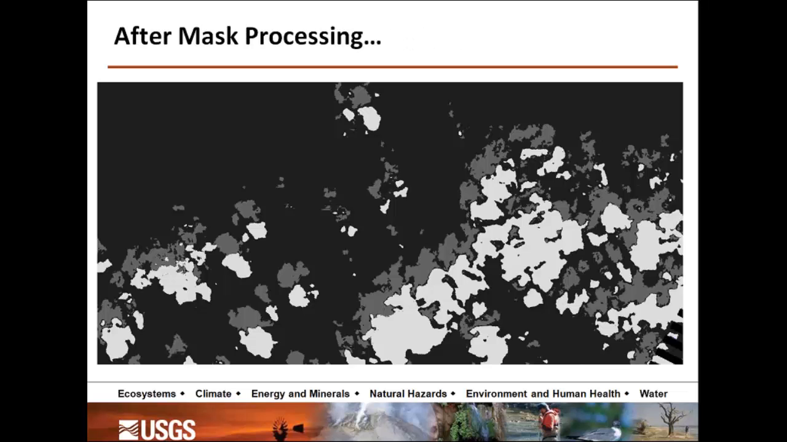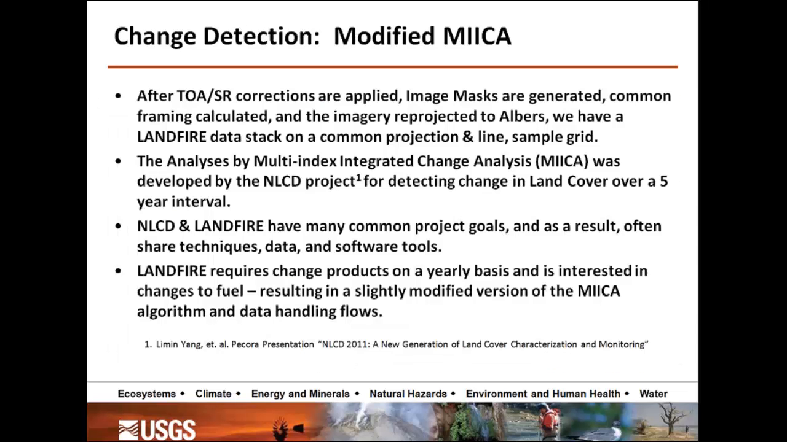So this is a snip of a bunch of slides down to one here, but it basically shows you that we are grabbing clouds and their shadows and putting those in as a mask layer for a given scene. So now on to the change detection piece. After these corrections have been applied and we generate these masks, we calculate a common frame, we reproject to Albers. So now we have this data stack in a common projection in a common line sample grid. So we can go into our image processing packages and just scroll through these things and they'll all line up.